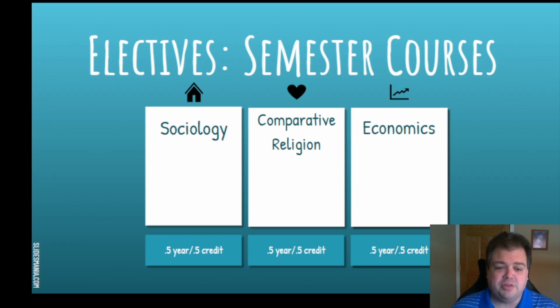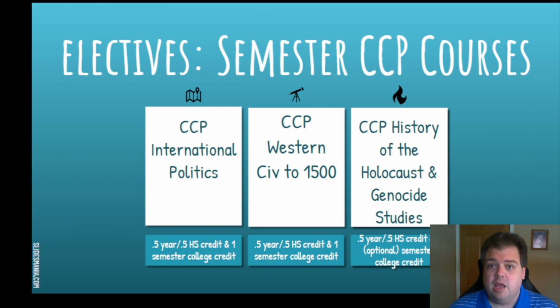Econ, the last of our semester courses, focuses on key economic concepts including resources, goods, services, markets, scarcity, and trade. So, these are kind of the on-level options. We then have, through our building, 3 semester College Credit Plus offerings. CCP International Politics, CCP Western Civ to 1500, and CCP History of the Holocaust and Genocide Studies.